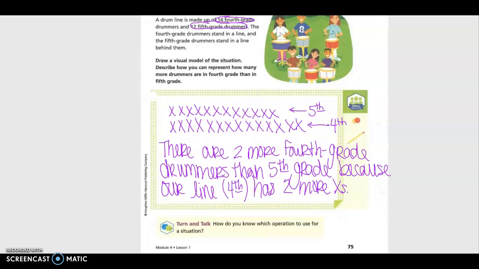Okay, so turn and talk. How do you know which operation to use for the situation? So how do we know that we needed to subtract? What words told us that? How many more, right? Okay.